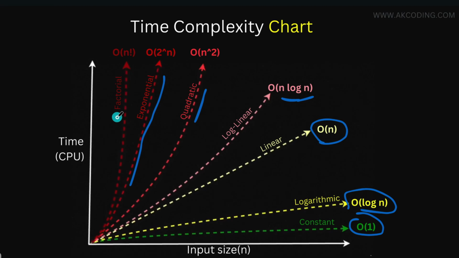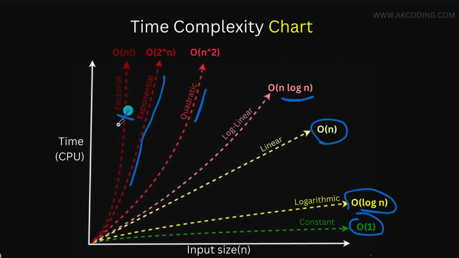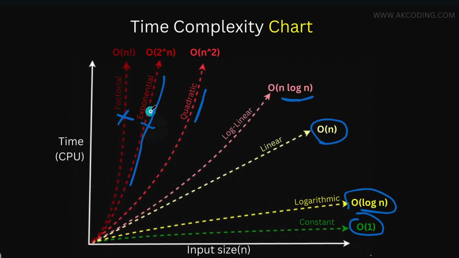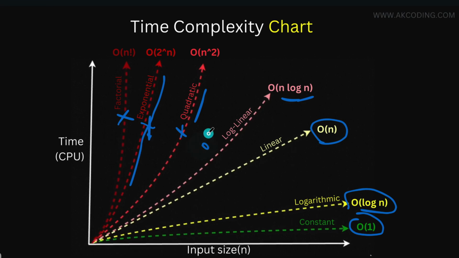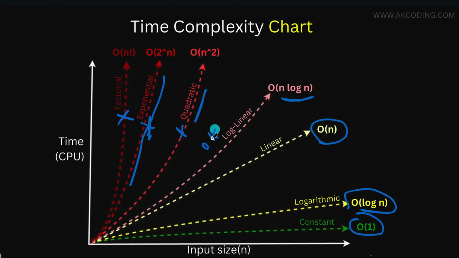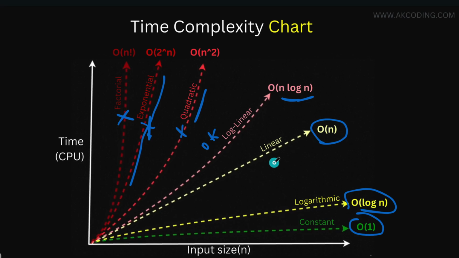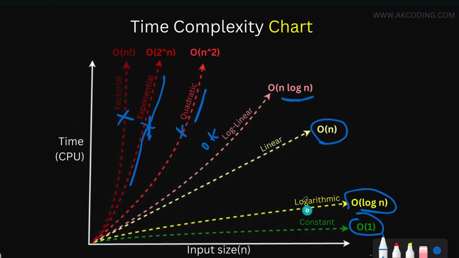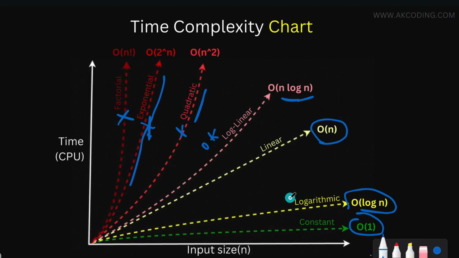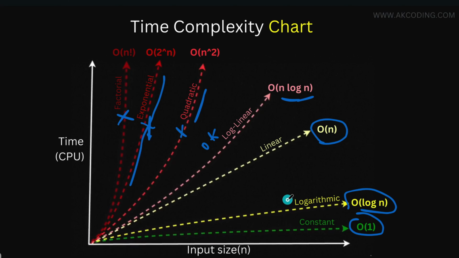We always avoid this algorithm implementation, exponential time. And quadratic time, this is okay, you can consider it in some scenarios. This is also better, but constant time is best and algorithmic time is also good for a good programming design.